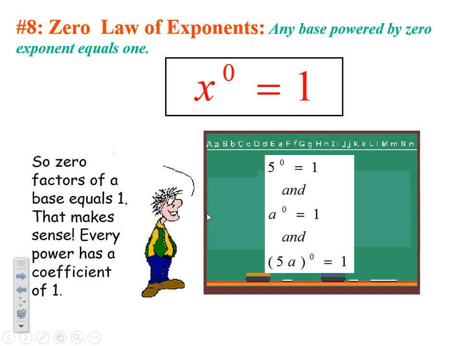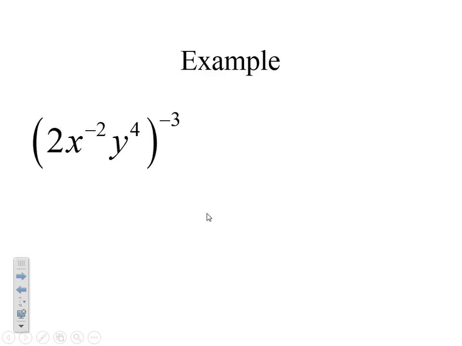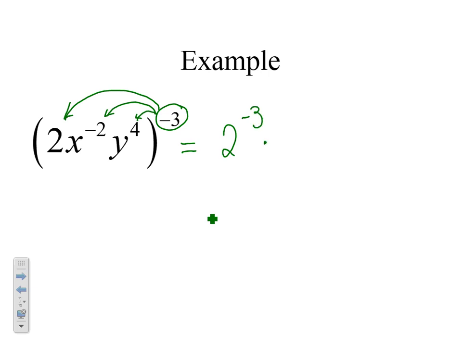All right, now ladies and gentlemen, I have 2 examples for you. Here's example number 1. We're going to be putting some of these laws of exponents together here. So I have 2 to the x to the negative 3, y to the 4th, all to the negative 3. So first thing I'm going to do is put my exponent to everything that's being multiplied on the inside. So this is going to be 2 to the negative 3 times x to the negative 2. Now if it's a power to a power, I multiply. So times the negative 3 and y to the 4th times the negative 3.